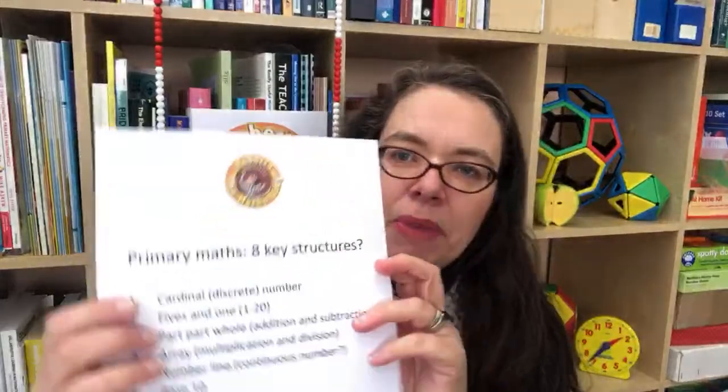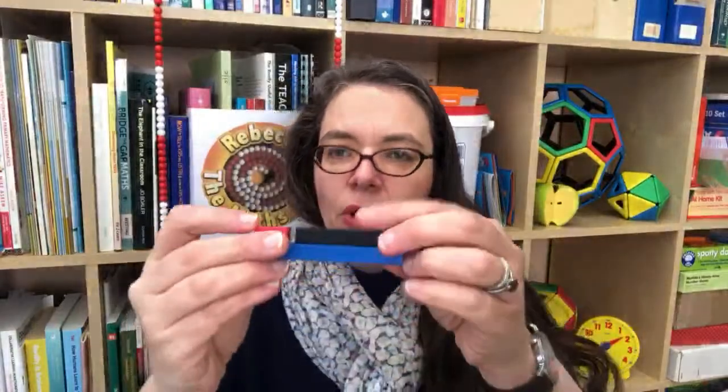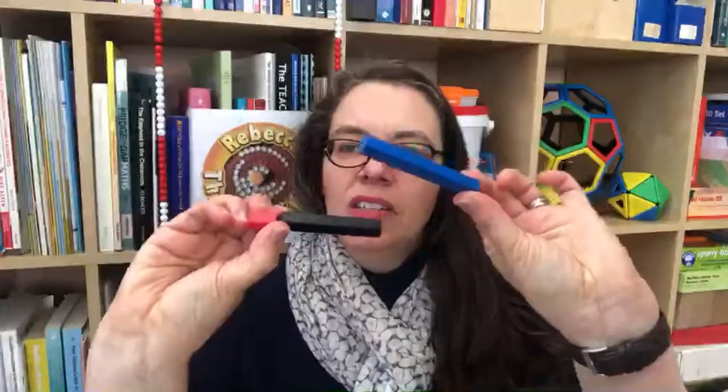So that first structure is cardinal number. The second structure is the structure of 5s and 1s in the numbers to 20, which is really often neglected. The third structure, I think, is part whole, underpinning addition and subtraction. You could do that with Cuisenaire rods, understanding that addition is the case where you know the 2 parts and you're trying to find the missing total, and subtraction is about finding a missing part. That idea underpins counting on and taking away as methods of subtraction.